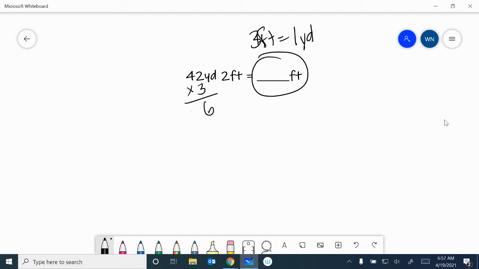So to figure out how many feet are in these yards, we're going to do 42 times 3. 2 times 3 is 6. That's 12. 126. We've got our 2 feet here, so let's go ahead and add our 2. 128 feet. So 42 yards and 2 feet equals 128 feet.